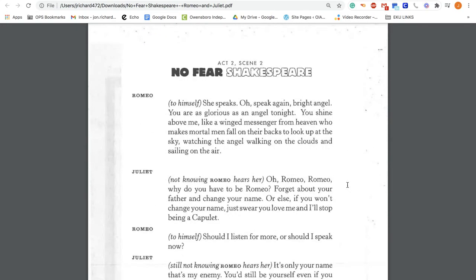He says, to himself, still hiding, Juliet has not seen him: She speaks. Oh, she speaks again, bright angel. You are as glorious as an angel tonight. You shine above me like a winged messenger from heaven who makes mortal men fall on their backs to look up at the sky, watching the angel walking on the clouds and sailing on the air.